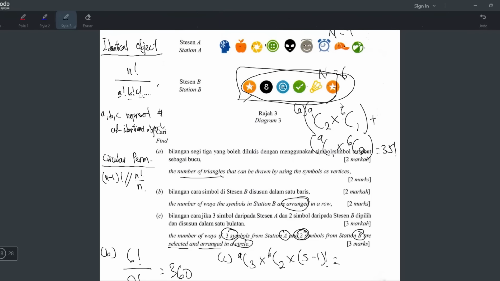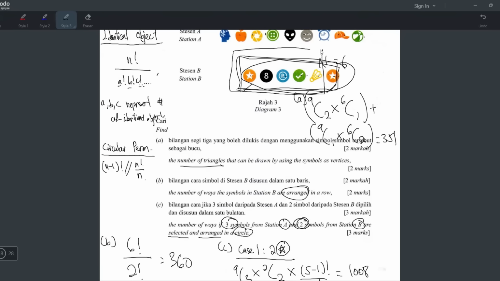Okay, let's press this in our calculator. 9C3 times 1, and then times 4 factorial, which is 24, divided by 2. Okay, I got 1008. Okay, but this is not the answer. I still have to consider the case where there is only 1 star. So what does it mean by 1 star? It means you only select 1 star from station B. Okay, so how do we make sure you get 1 star? You will only select from 5 here.